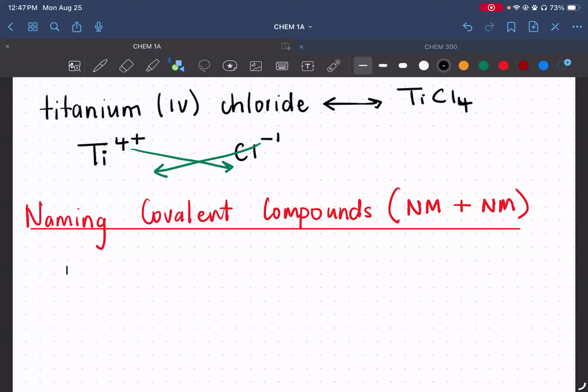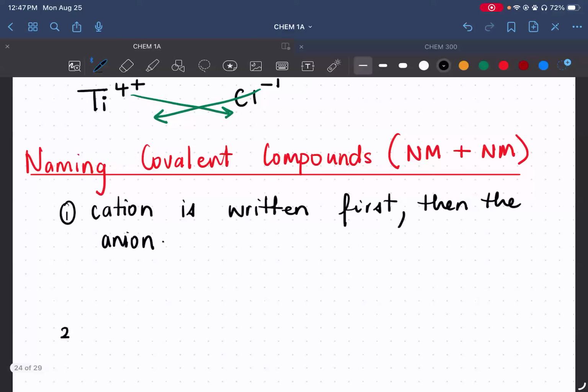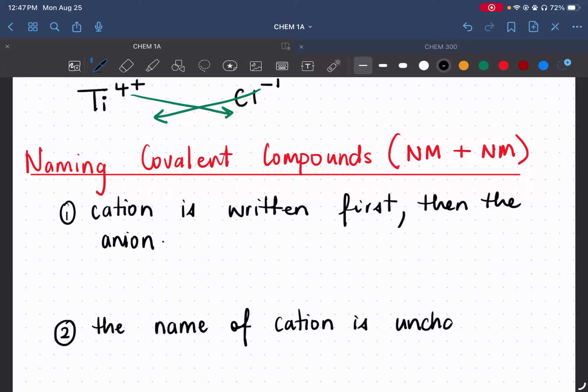Number one, the cation is written first, then the anion. Number two, the name of the cation is unchanged. And the suffix of the anion is replaced with "ide."